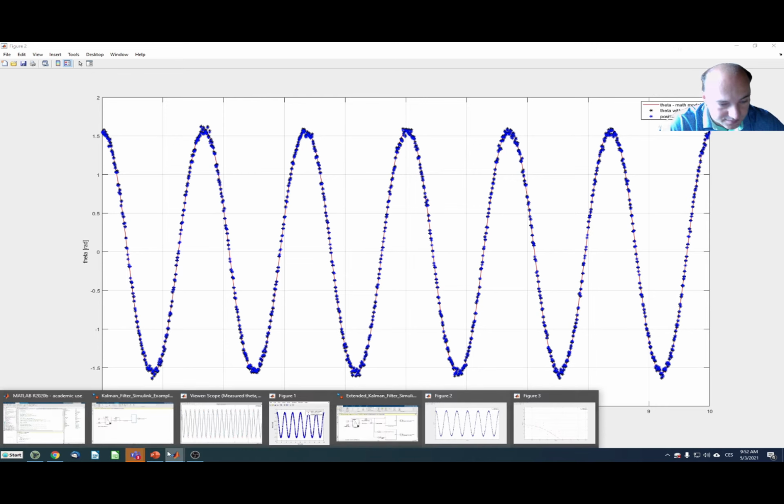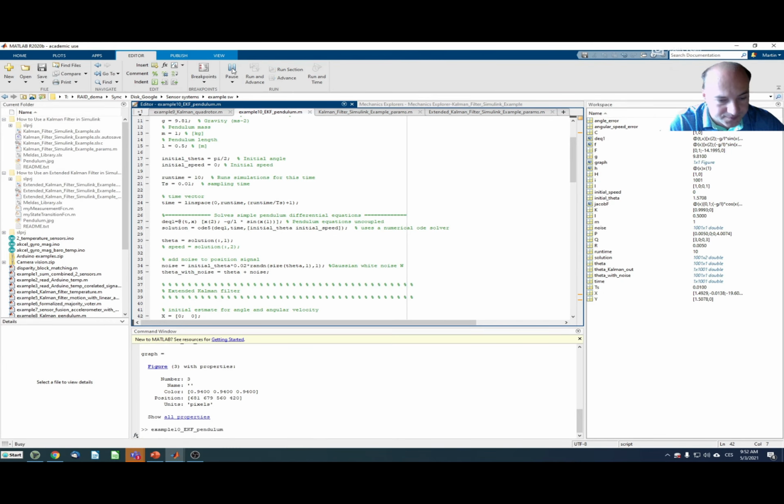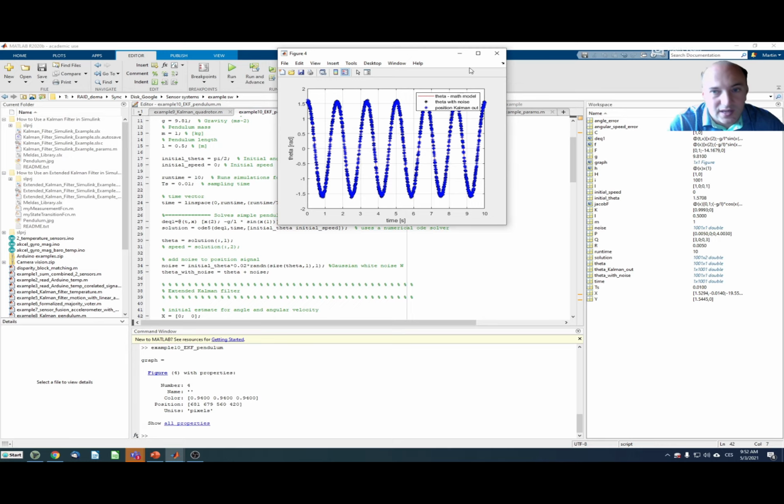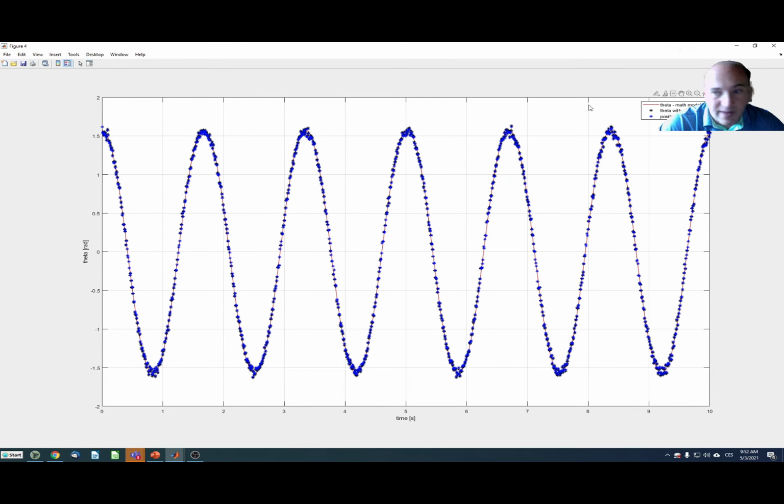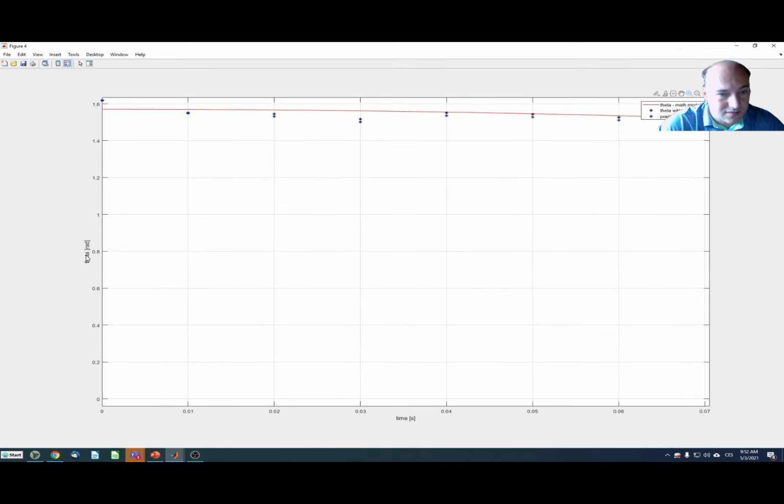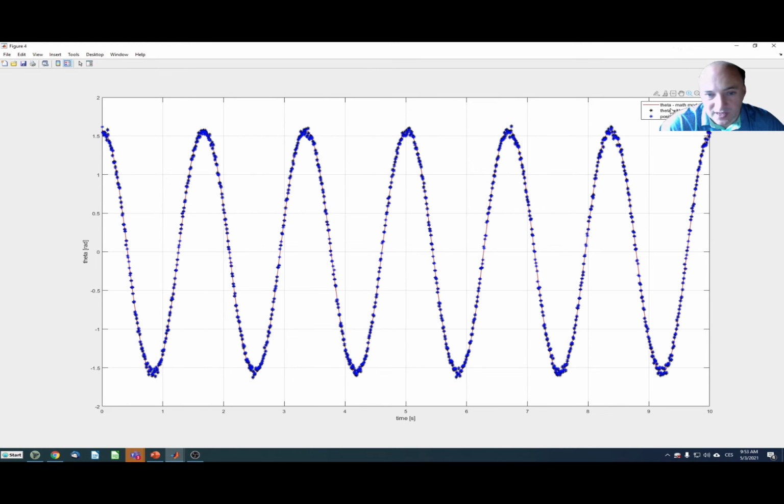So let's run it again, and let's really magnify it around the origin. Something like this, and even like this we can see that very quickly it will make the correct estimation of the behavior of the system. So with these settings, the Kalman filter works very well. I've played a little bit with the settings so that it's very robust.